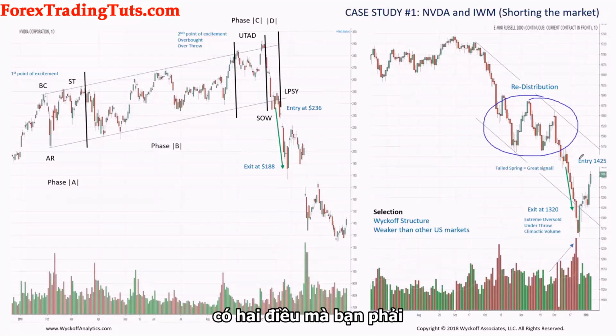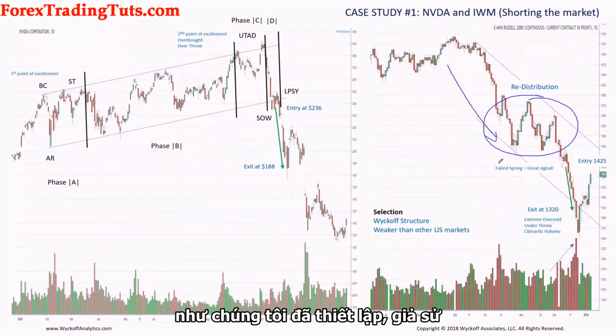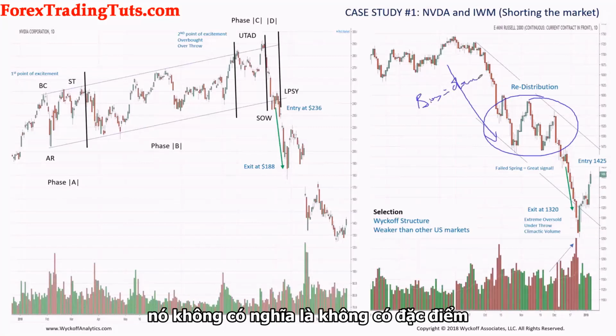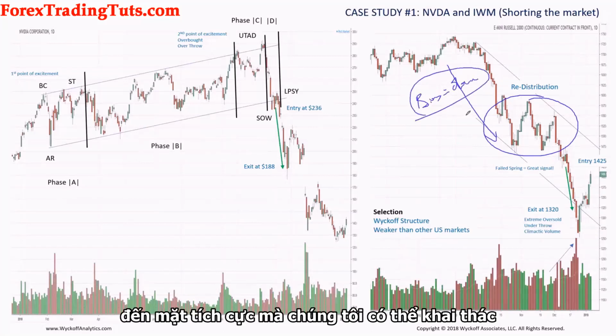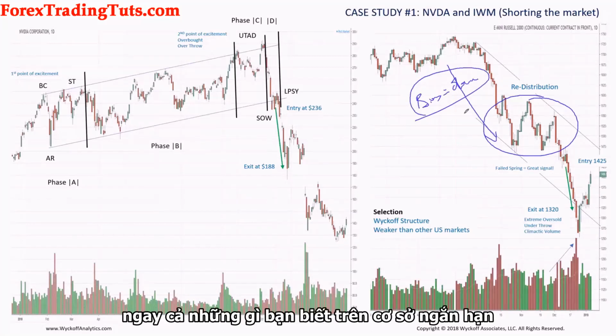There are two things that you have to remember. It's all about the context of where we are and how we trade. And the context here is that, as we have already established, let's say, a bias to the downside, it doesn't mean that there are no trades to the upside that we could exploit, even on a short-term basis.